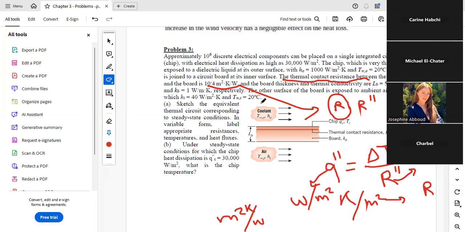Now, the thermal contact resistance between the chip and the board. So we have here at this level a contact resistance between the two, and the value is given. And we know that the board thickness and thermal conductivity are also given. And the outer surface of the board is exposed to ambient air, for which Hi and T infinity are also given. So in this problem, we have everything as usual.